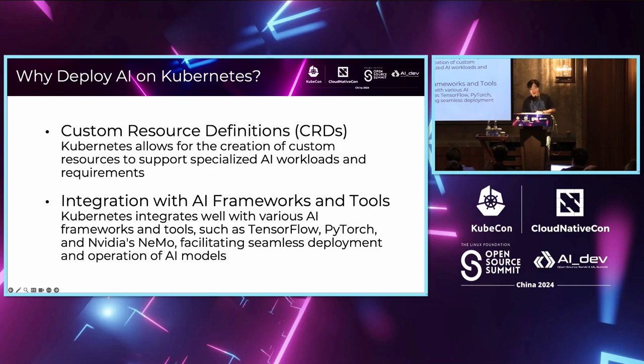And sometimes we need CRDs, custom resource definitions. Kubernetes allows the creation of CRDs to support your own specialized AI workloads and requirements. And it's very easy to integrate with the AI frameworks and tools which are very famous in the ecosystem, for example frameworks like TensorFlow, PyTorch, and commercial versions like NVIDIA NeMo. These frameworks and tools give us seamless deployment and operation of AI models with a very low learning curve. It does not ask us for a high learning curve, it's easy, and it gives us agility as well.